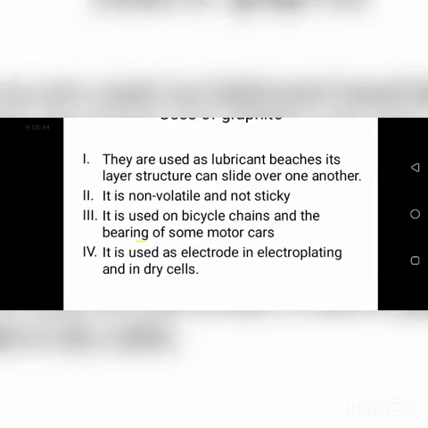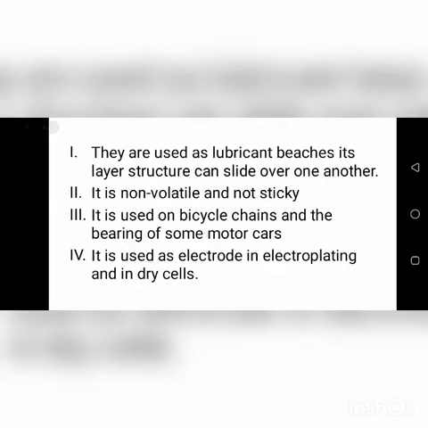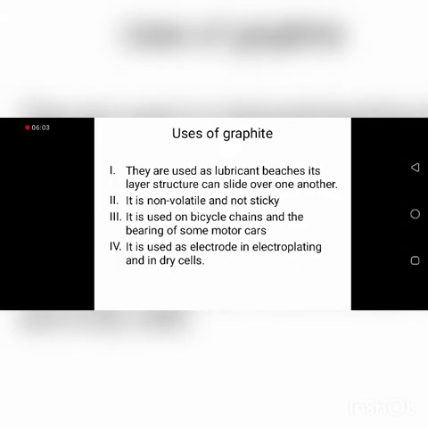What are the uses of graphite? They are used as lubricants. It is non-volatile and non-sticky, and it is also used on bicycle chains and bearings of some motor cars. It is used as an electrode because it is a good conductor of electricity. Graphite is used as an electrode in electroplating and in dry cells.